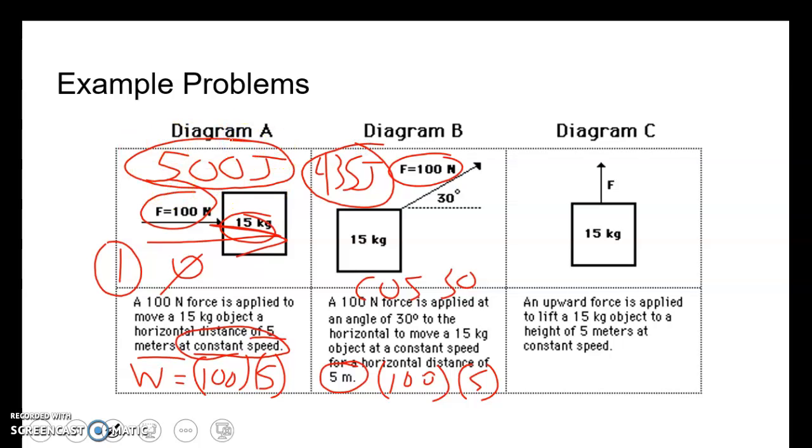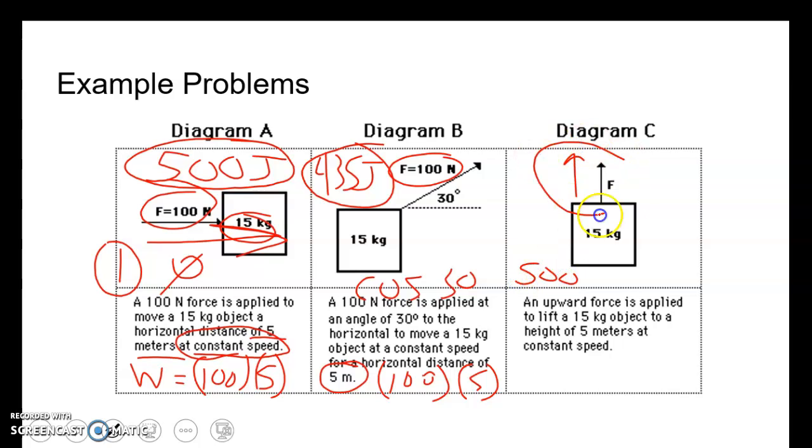And then in diagram C, a force is applied to an object, right? It's applied to lift a 15 kilogram object to a height of 5 meters at a constant speed. And if we just take our force multiplied by 5, we could get that. So if we take F, and we'll say our F's still going to be 100, right? So we'll take 100 times 5, and that's 500.